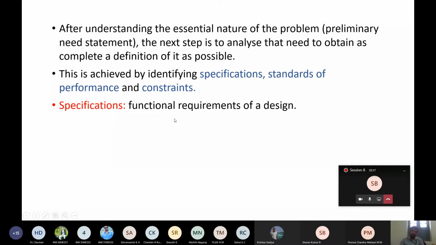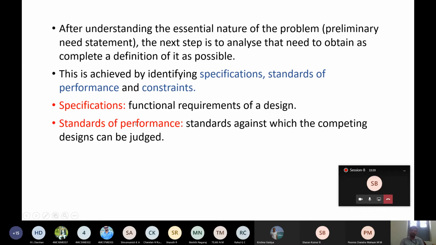Then what is the maximum speed at which you can drive that vehicle safely. And again, a functional requirement may be the load carrying capacity of the vehicle. How many can sit in the car? So these are the functional requirements.